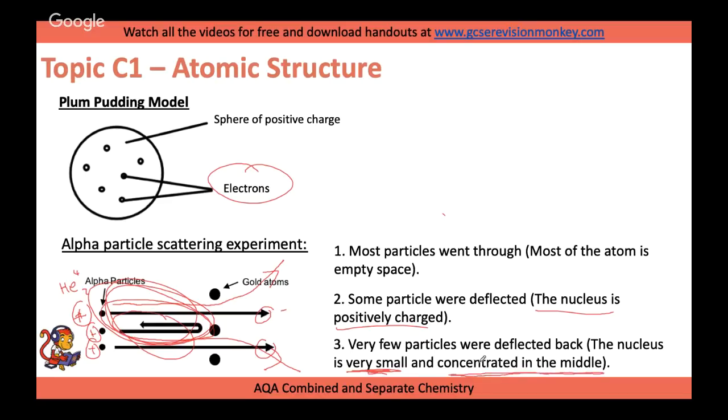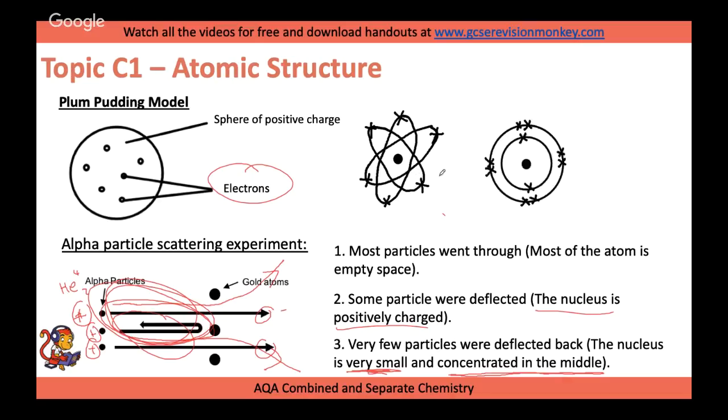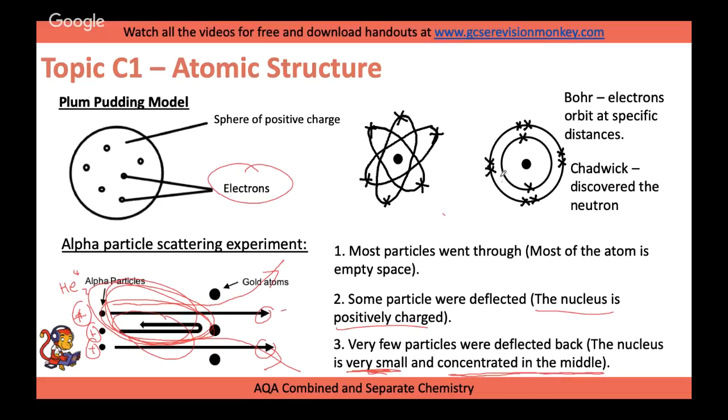So then they came up with a nuclear model which looks something like that. A positively charged nucleus with the negative charges around the outside, the electrons around the outside. This was further developed by Bohr, who said electrons orbit at specific distances, and that's when he came up with these energy levels. And then Chadwick finally discovered the neutrons. So it was the electrons first, then the protons, and then the neutrons.